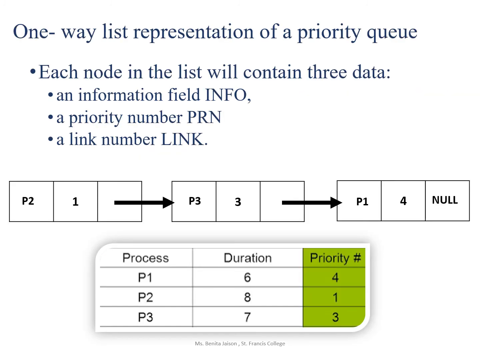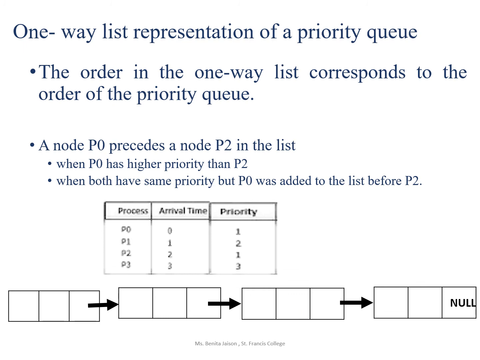In the linked list representation of the priority queue, each node of the list contains 3 data: the information field, a priority number, and a link number. In the following example, we can see that process P2 is having the highest priority, followed by the process P3, and then followed by process P1. The order of the linked list determines the priority of the processes. The order of the linked list shows the order of the priority queue.